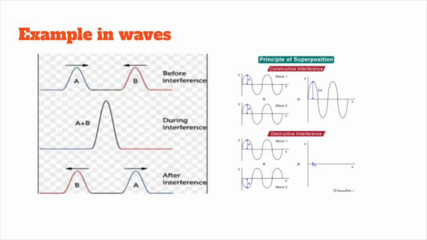Superposition isn't limited to circuits. It also appears in waves. Where two waves meet, they combine to form a resultant wave. That's the sum of their individual displacements. If two crests meet, they add up. That's constructive interference. If a crest meets a trough, they can cancel out. That's called destructive interference. The same principle applies to electrical voltages and currents.